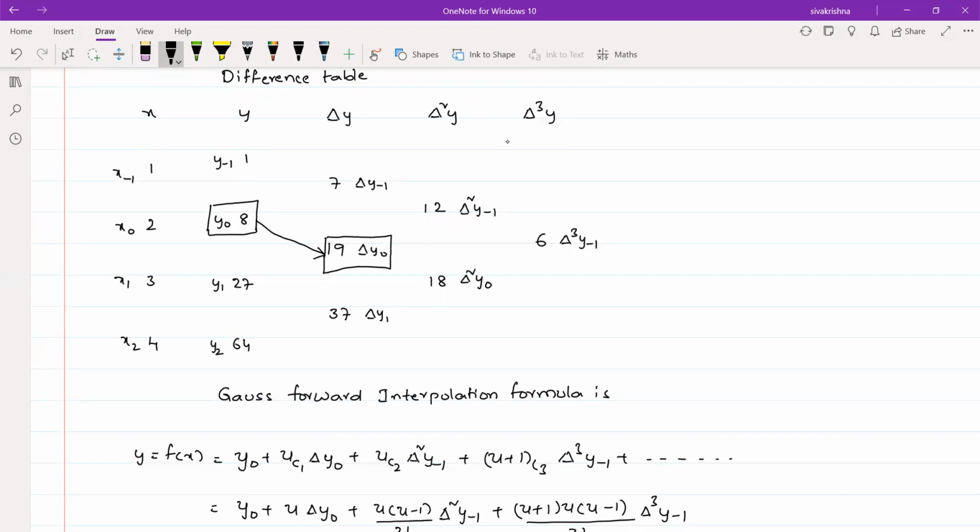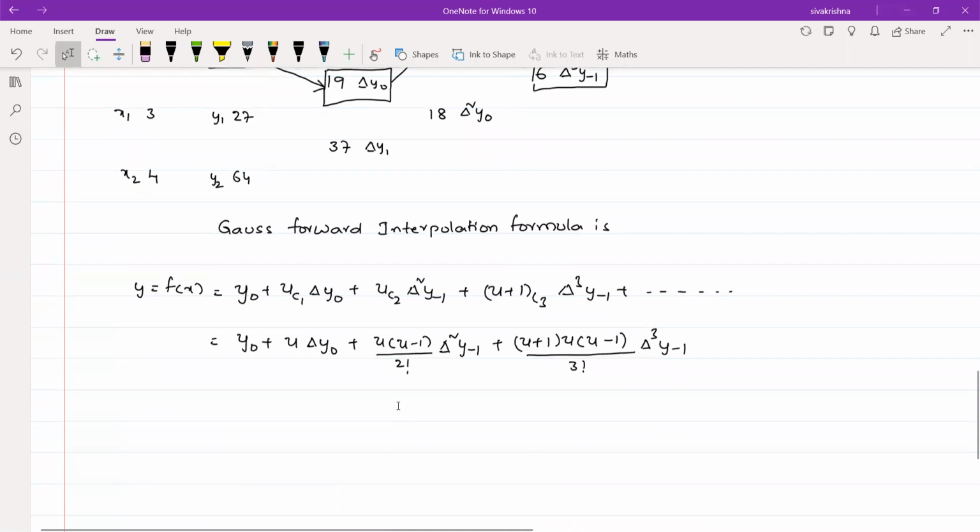Okay. After that, the third term we require in the formula is delta square y suffix minus 1. Yes, this is the value we want. Next one, once again we have to round that particular value, and draw an arrow mark from delta y naught to delta square y suffix minus 1. After that, we want delta cube y suffix minus 1. So this is the value. Once again, we have to draw an arrow mark in this way. So by seeing the formula, we have to round the values in the table.